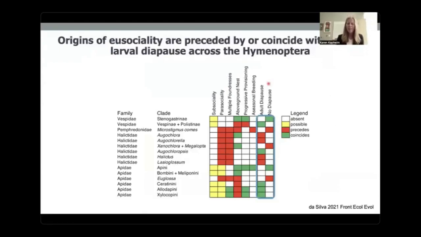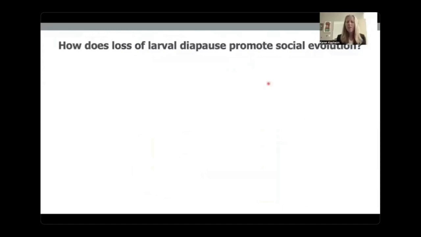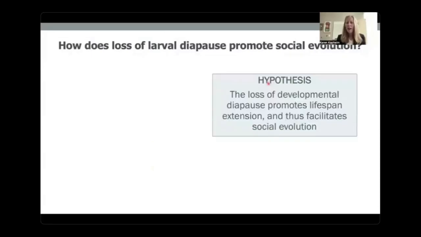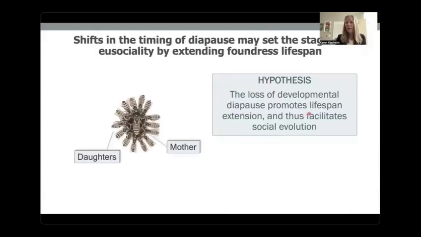And Jack De Silva followed this up a couple of years later, looking across all the Hymenoptera and found something very similar. There's been a loss of larval diapause prior to origins of eusociality in both wasps and bees. So what is this all about? How does a loss of larval diapause promote social evolution? Well, we are hypothesizing that the loss of larval diapause is promoting lifespan extension, allowing for eusociality to evolve.